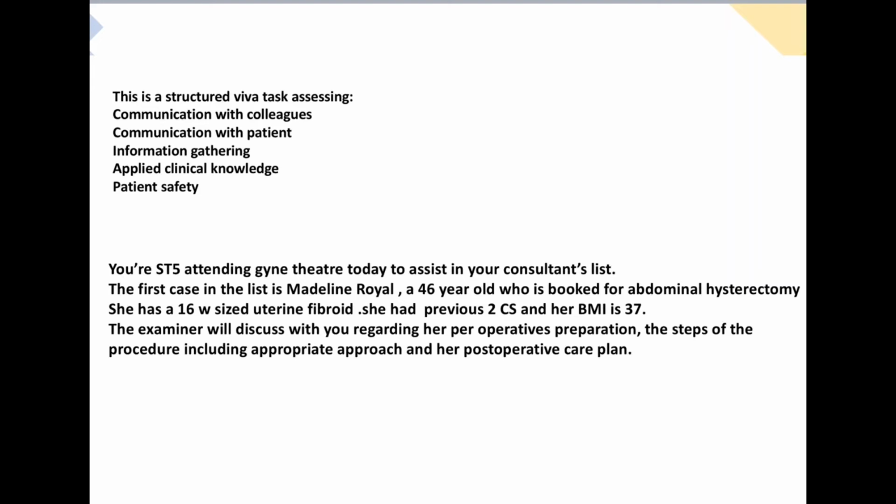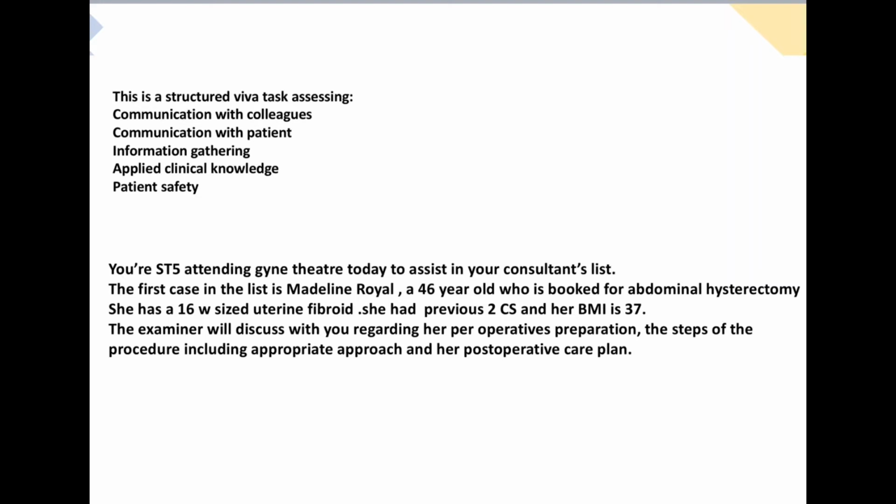It's very important to ask this patient about any objections regarding blood transfusion, because hysterectomy is considered to be a bloody operation. So we need to know really if we face bleeding to the extent that she needs to receive a blood transfusion, is she happy to go ahead with that or not?